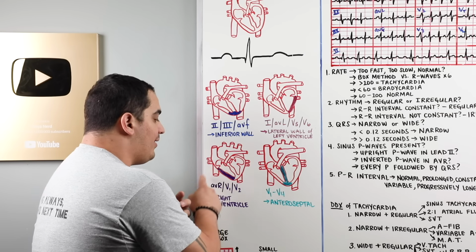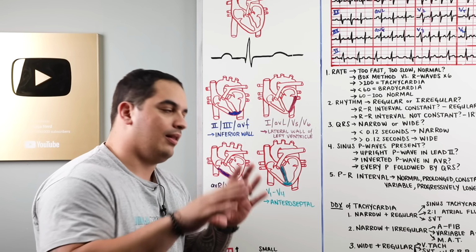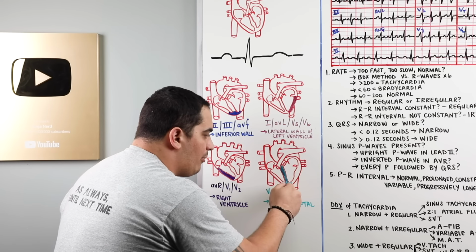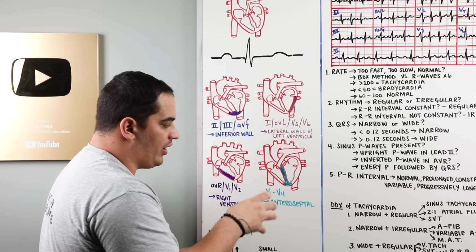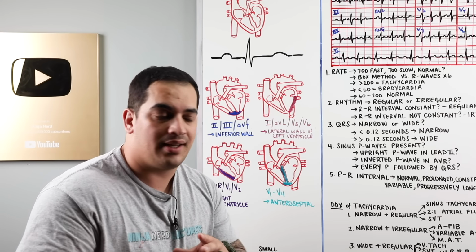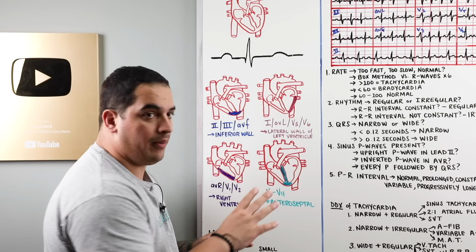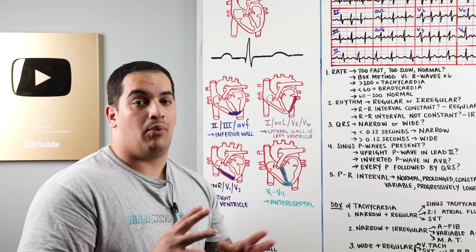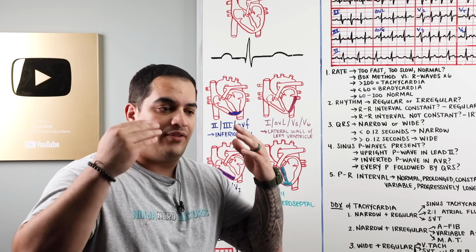V1, V2, and AVR. Last but not least, the anterior portion of the heart and the septal portion of the heart. The electrical activity in that part of the heart is told to us by what leads? V1 to V4. To quickly recap what all of these things mean, we have 12 leads.